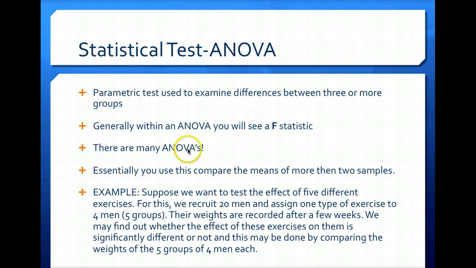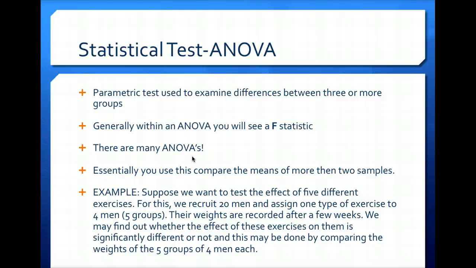There are many ANOVAs. It can be a one-way or it can be more. I just wanted to note that if you see an ANOVA, there are many types of ANOVA. So don't freak out if you see a one-way or if it says multiple or whatever the case may be. There are many ANOVAs that you can use, and essentially, you use this to compare the means of more than 2 samples.